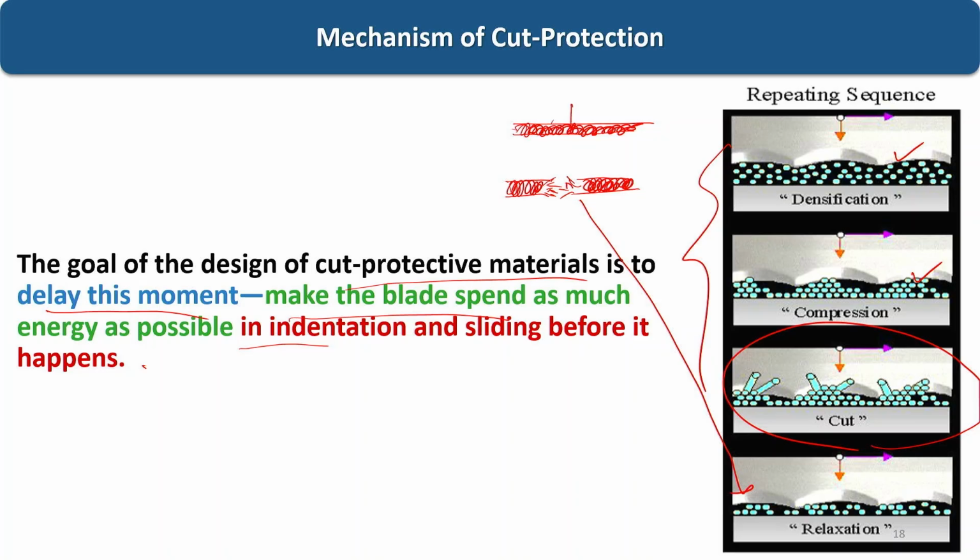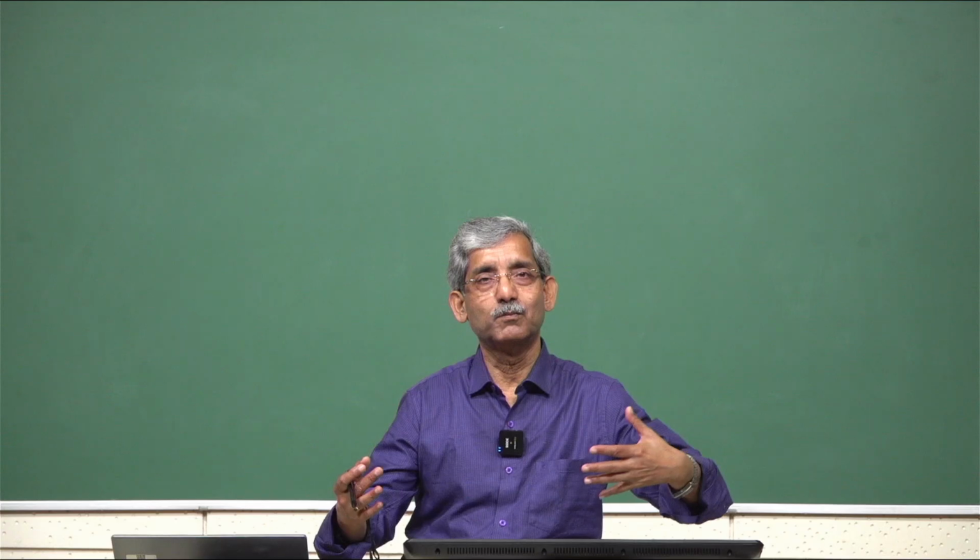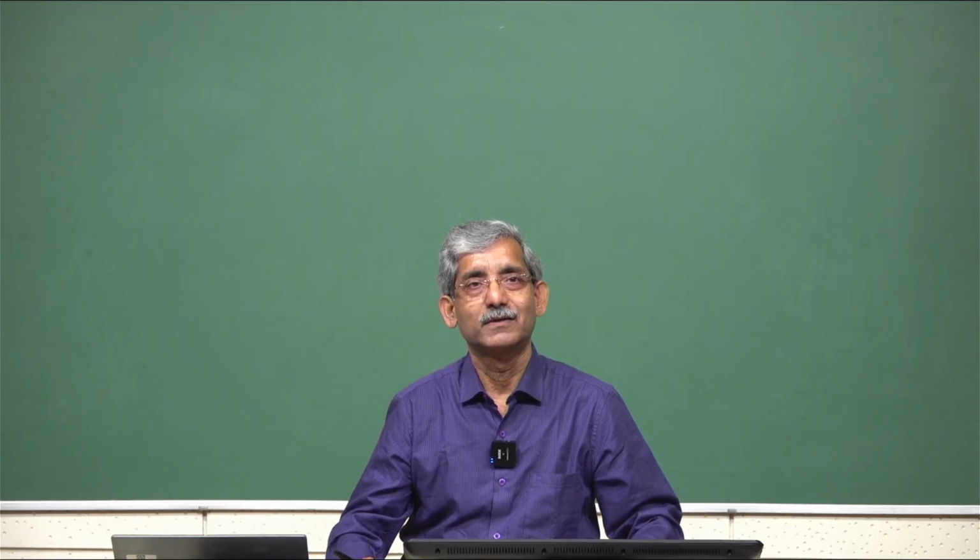So, the main idea of cut protective textiles is to delay the cutting mechanism, and it absorbs some energy. We cannot say that the cut protective textile cannot be cut, but if we keep on pressing or shearing, after a certain time there will be a cut. But if it delays, then the person will be protected.